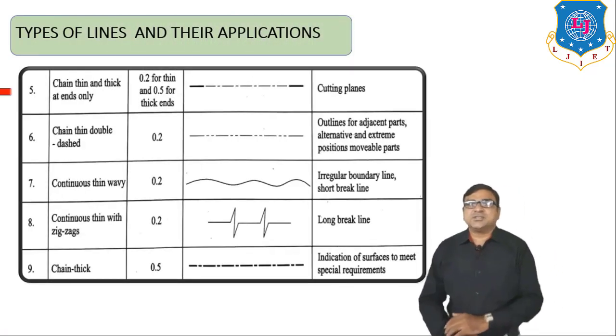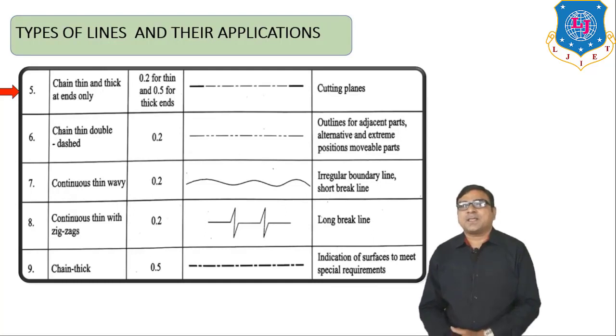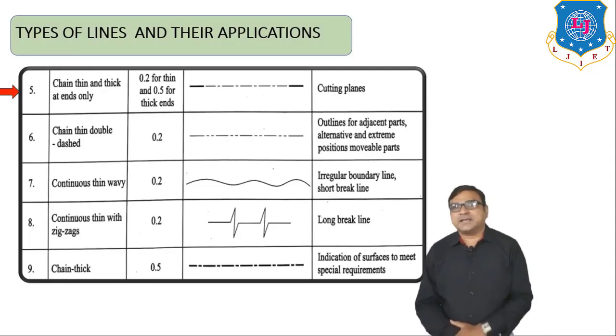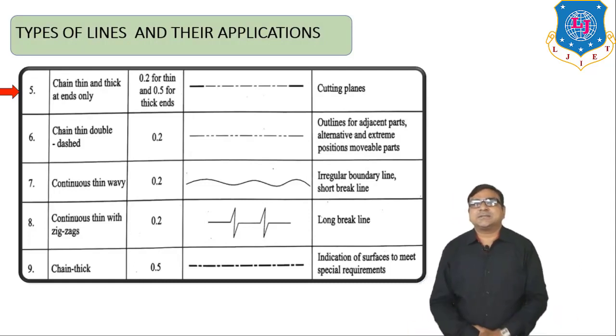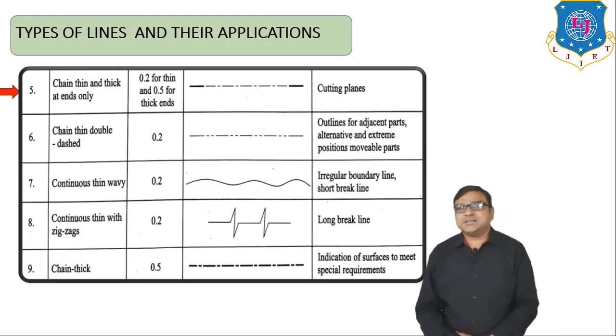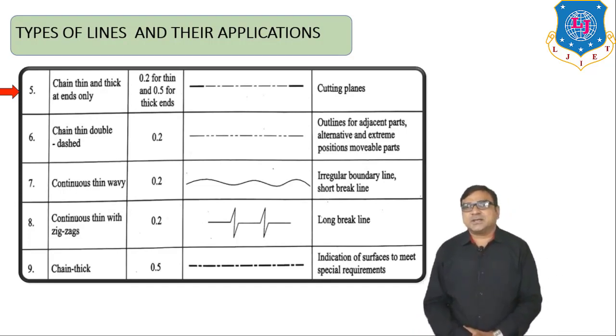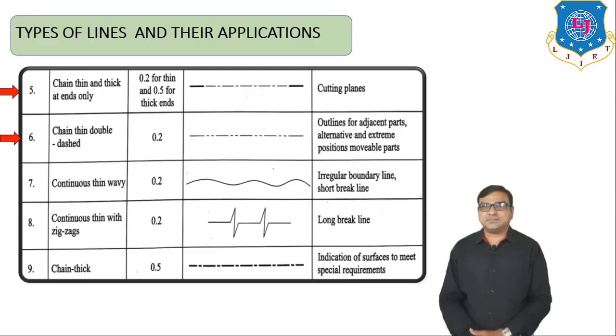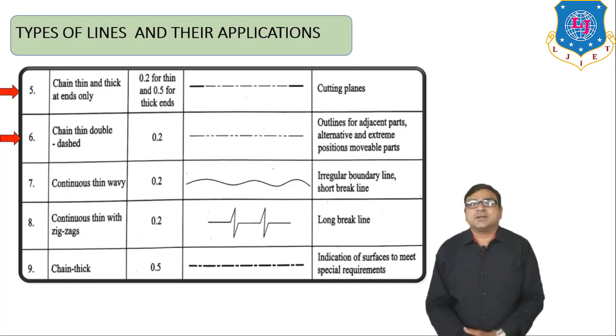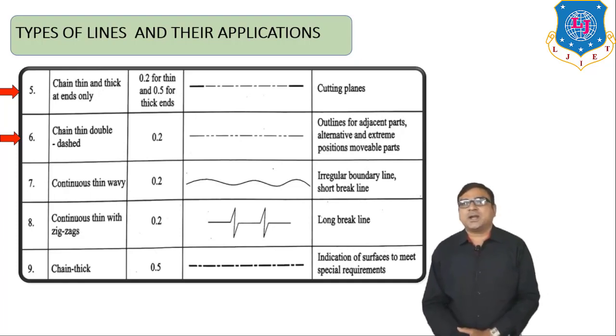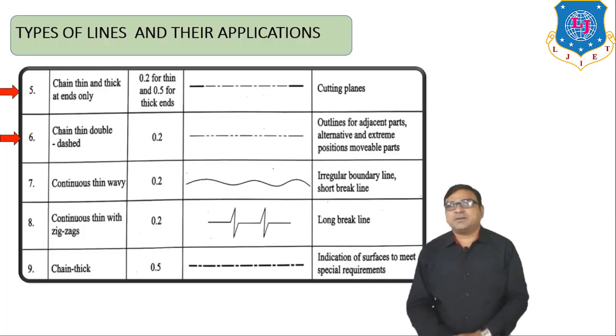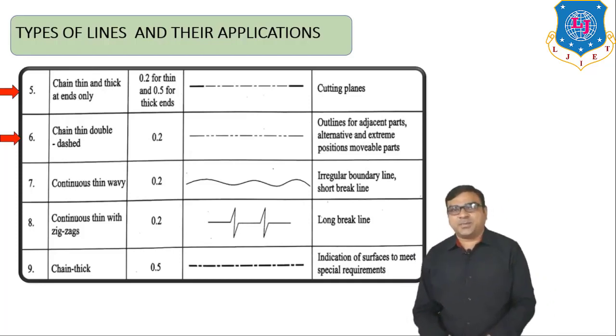Our next line is chain thin and thick at ends only. Now in this line, the end portions of the line are 0.5 mm thickness and the remaining part is 0.2 mm thickness. Now this line is used to represent the cutting planes on the drawing. Then chain thin double dashed, 0.2 mm thickness, and in drawing it represents outline for adjacent parts, alternative and extreme position for removable parts.